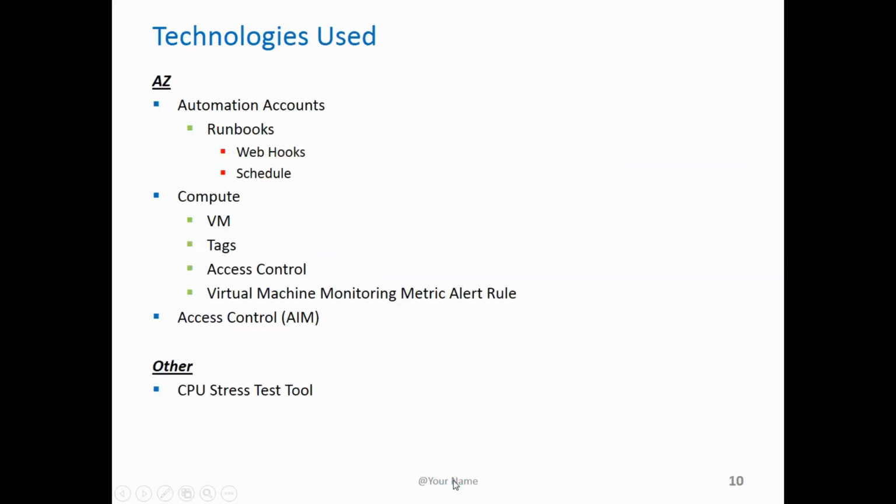The technologies I used inside of those were in the automation accounts. I use runbooks, and within runbooks I used webhooks and schedule. In the compute I used VM tags, access control, and the virtual machine metric alert rule, and then the access control. Other tools that I used outside of Azure was a CPU stress test tool.